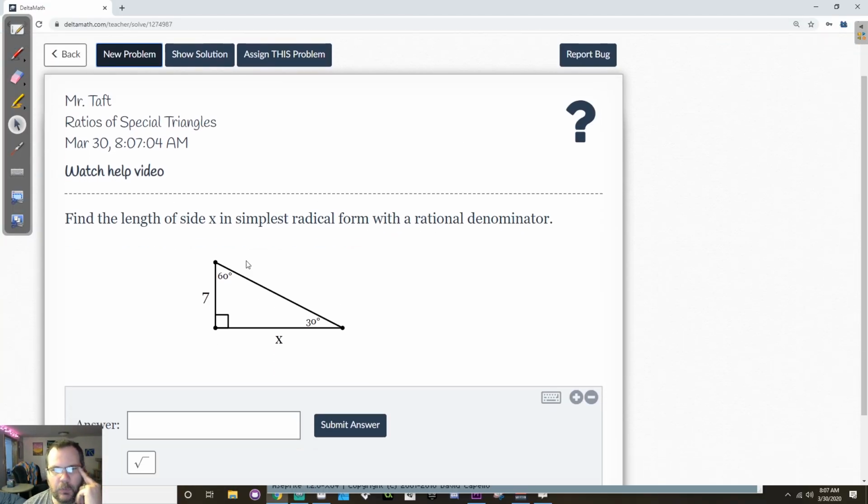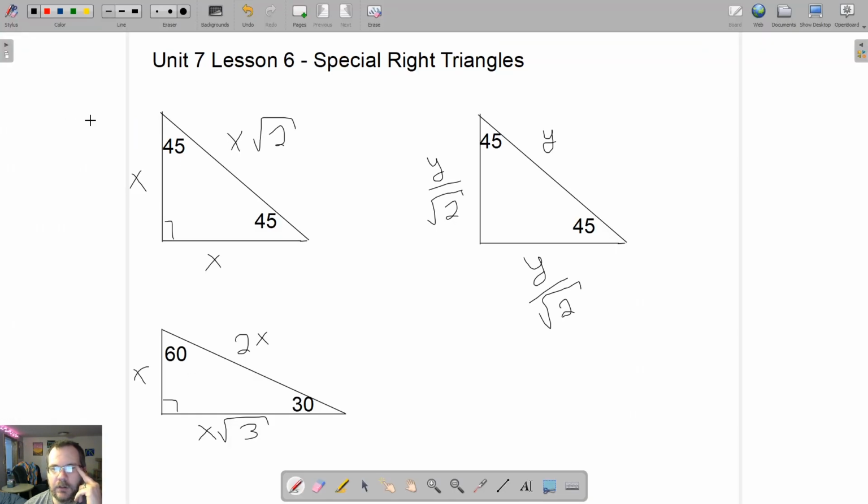All right, so here's what one of the problems on your homework is going to look like. So we have a 30, 60, 90. So if we go back and look at your notes here, 30, 60, 90, we know the short side is x. The long side is 2 times x, and the medium side is the short side times the square root of 3.